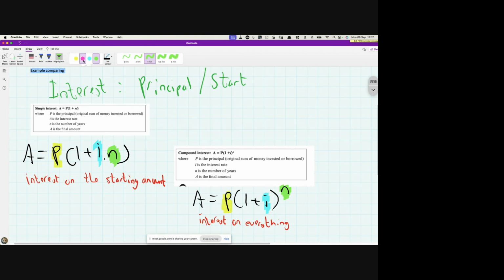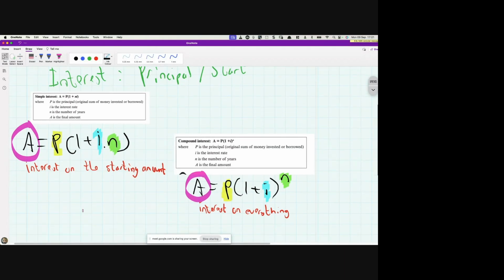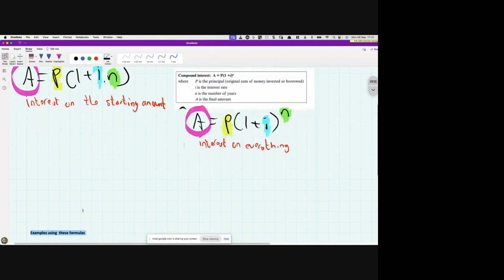Oh, wait, what about A? So what is A? A is just the final amount. So we need to be able to use these formulas to help us work out either the initial amount I started with, the final amount I ended up with, the interest rate that I'm getting, or the time periods that are involved. And you need to be able to work out any of these variables given what information they give you. So let's look at an example, because this is a much easier way to understand it.